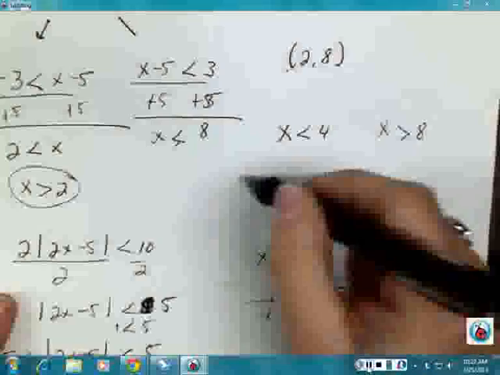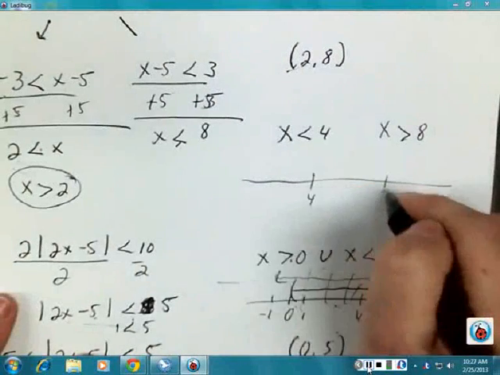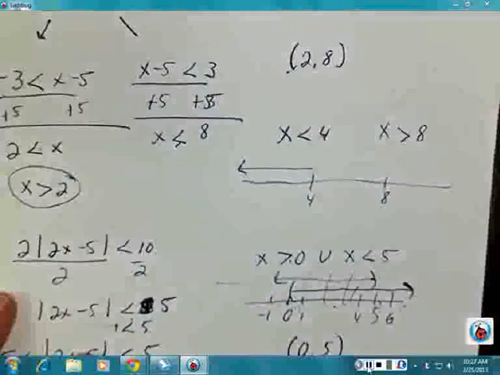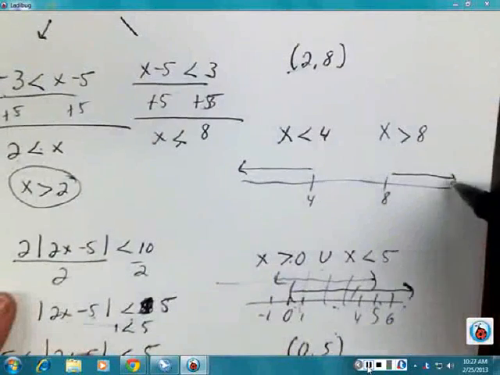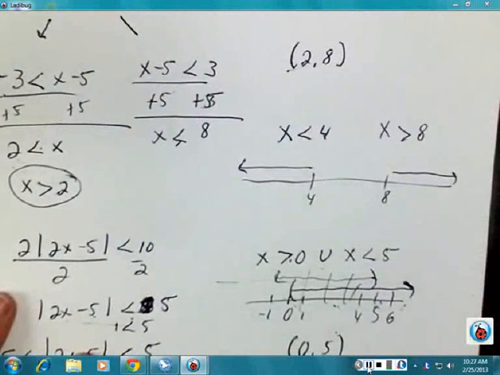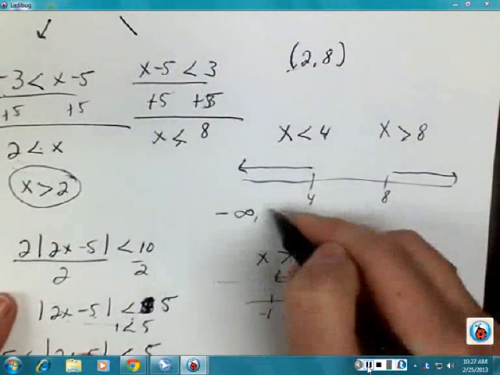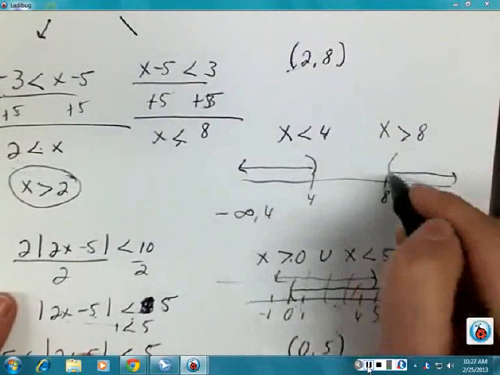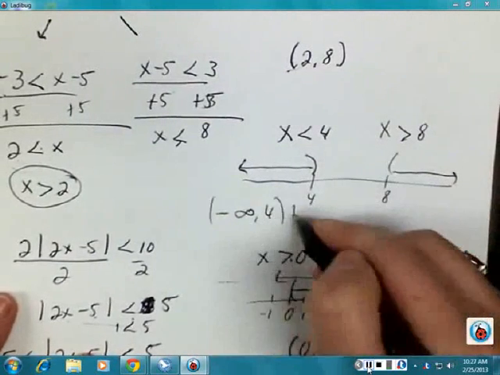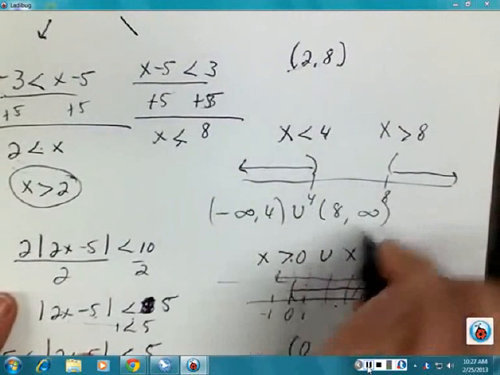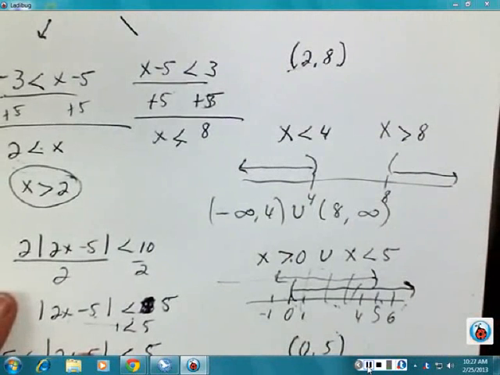If I did this on a number line, here's 4, here's 8, this one says to go this way. This one says to go this way. So then what I would have to pick with that one for my interval would be from negative infinity to 4, union with 8 to infinity. Yeah, that makes sense. I understand that. I just don't understand, because your arrows are going that way and that way. They keep going. They cross each other, right?